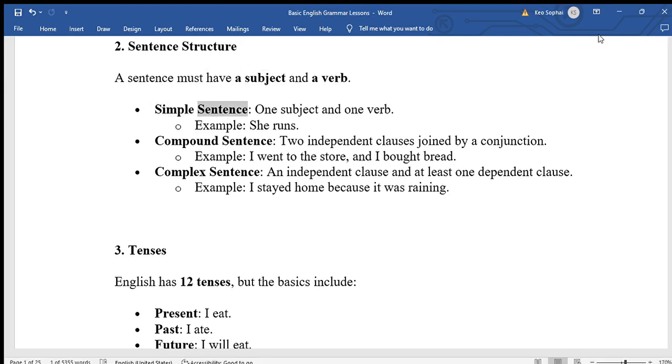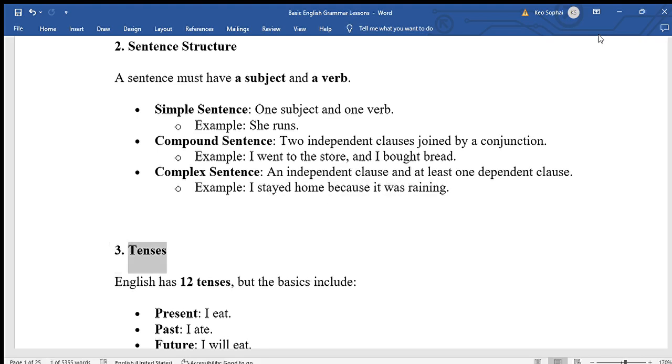Simple sentence, 1 subject and 1 verb. Example, she runs. Compound sentence, 2 independent clauses joined by a conjunction. Example, I went to the store, and I bought bread. Complex sentence, an independent clause and at least 1 dependent clause. Example, I stayed home because it was raining.